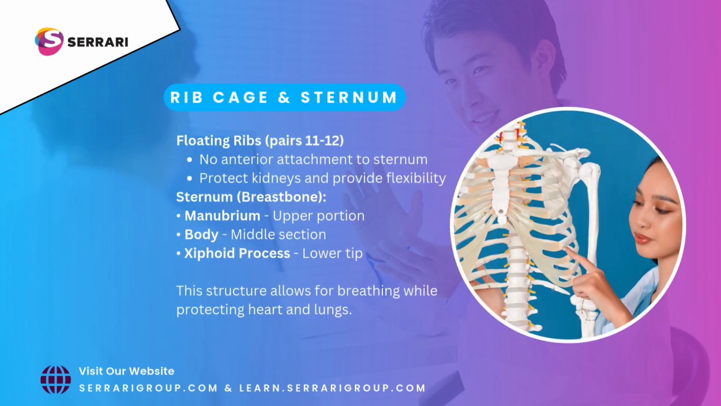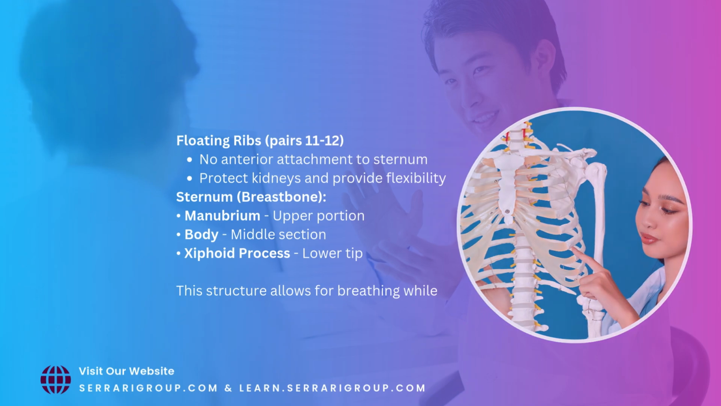Floating ribs, pairs 11 to 12. No anterior attachment to sternum. Protect kidneys and provide flexibility. Sternum, breastbone. Manubrium upper portion. Body middle section. Xiphoid process lower tip. This structure allows for breathing while protecting heart and lungs.